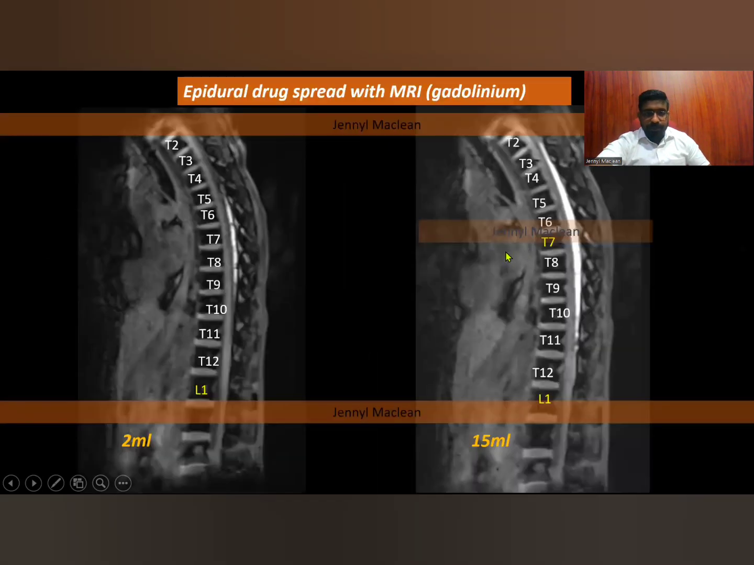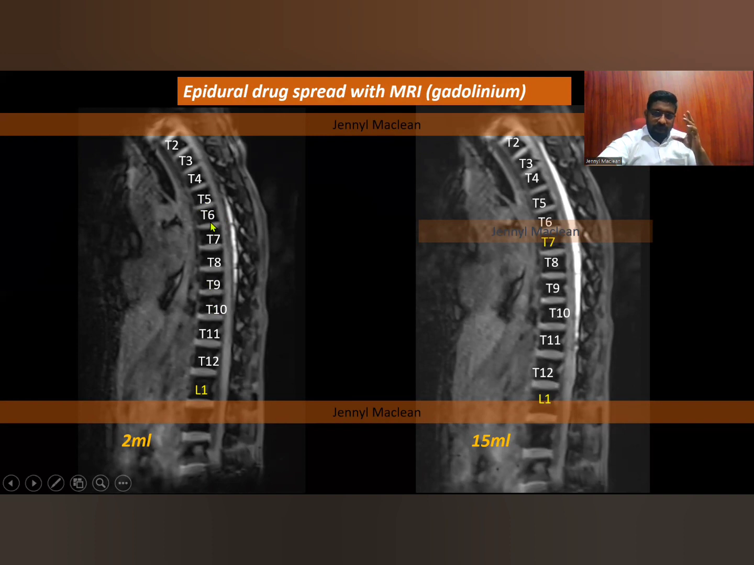This is an epidural drug study which I did with MRI with the gadolinium isotope. I performed the epidural at T7, T8 and threaded my catheter 5 centimeters inside, so that the tip is roughly around T6. I gave 2 ml of local anesthetic with the gadolinium isotope. Look at the drug spread from T5 to T9, T10.